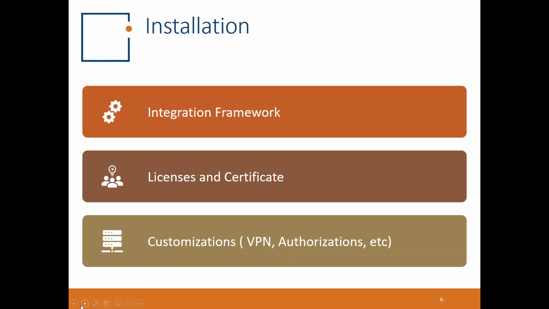The last area are going to be your customizations. So this can include creating new authorization groups for sales mobile users or service mobile users, and also could include adding a VPN to the user's devices to ensure an additional layer of security.